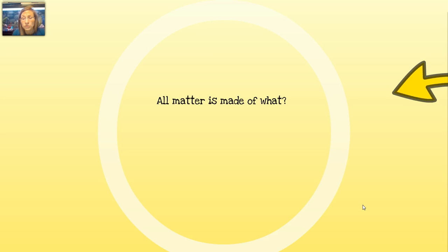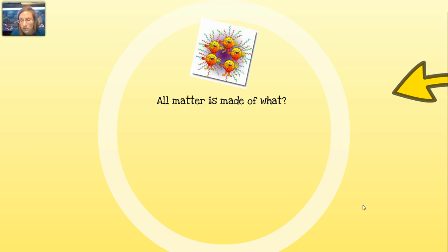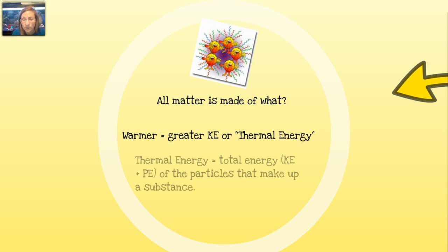Now, it is helpful to remember what all matter is made up of in order to understand this. We know of these little tiny guys called atoms, and when these atoms get warmer or hotter, the greater the kinetic energy is, and therefore the greater the thermal energy. Thermal energy is the total energy, which is made up of kinetic energy and potential energy of the particles that make up a substance.